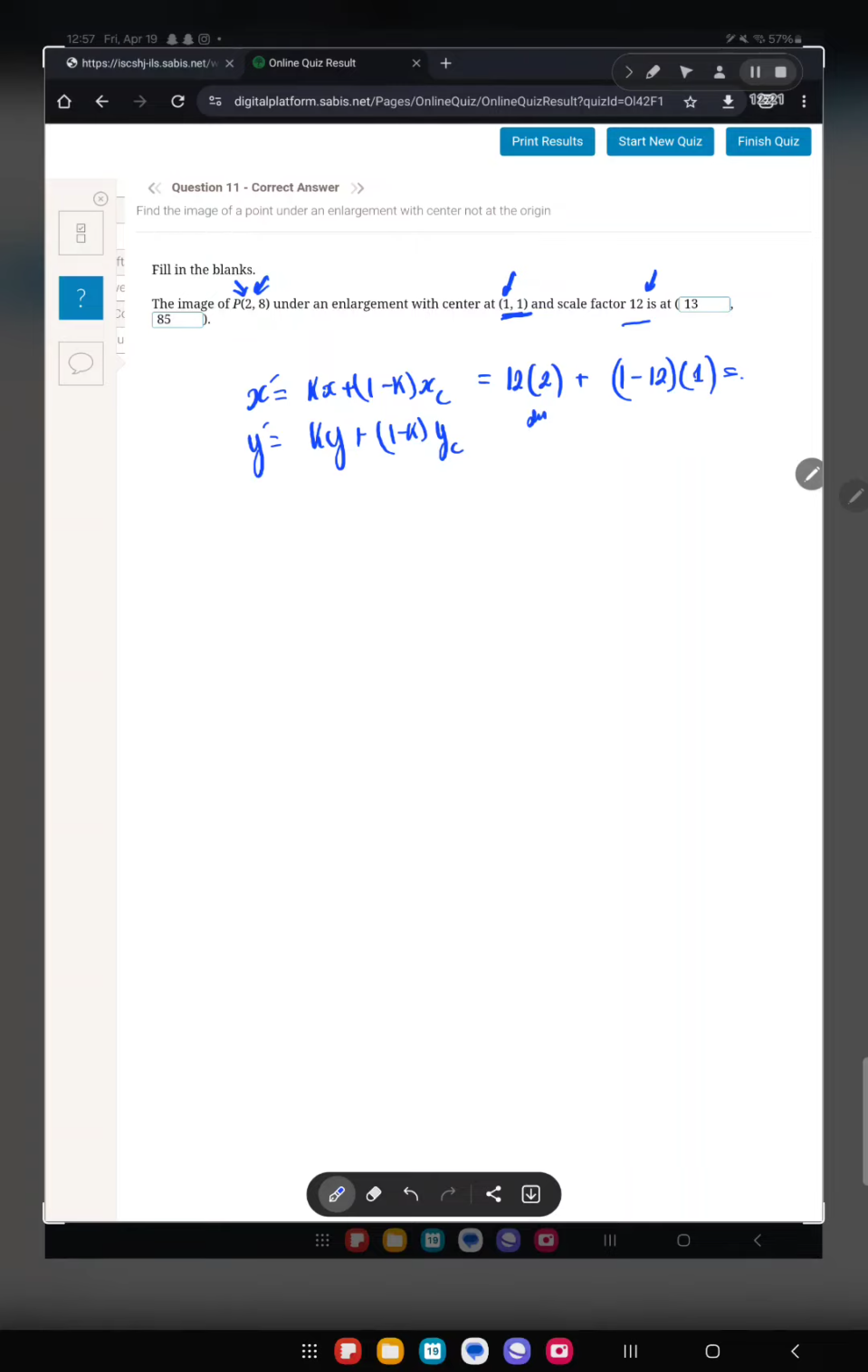Hold up. We're going to be equal to 12 times 2 is 24. 1 minus 12 is minus 11, times 1 is just minus 11. So 24 minus 11, which is 13.